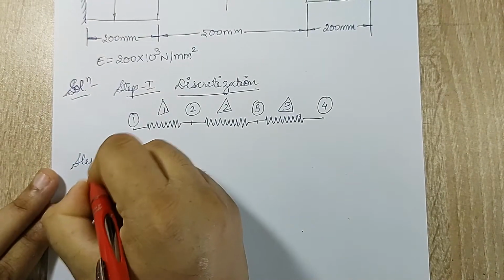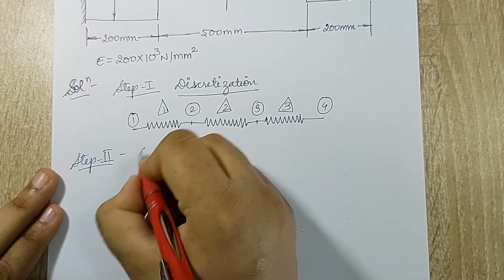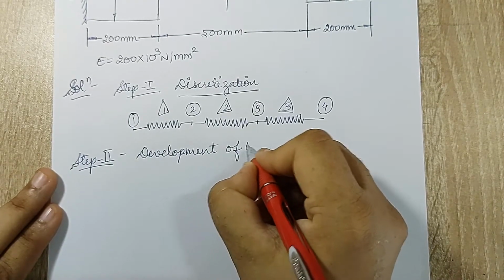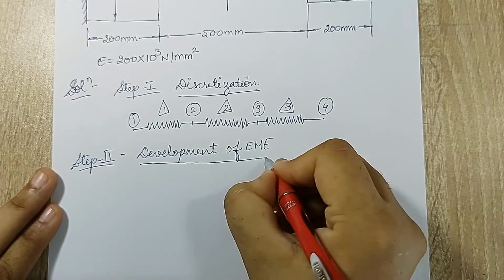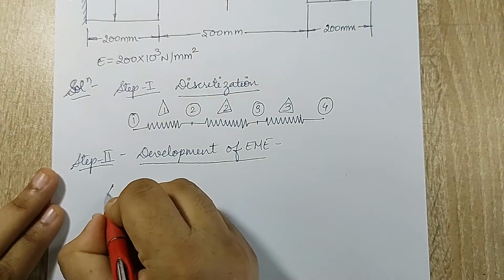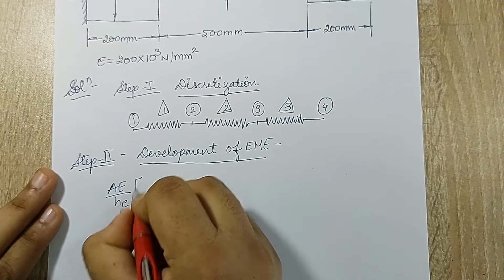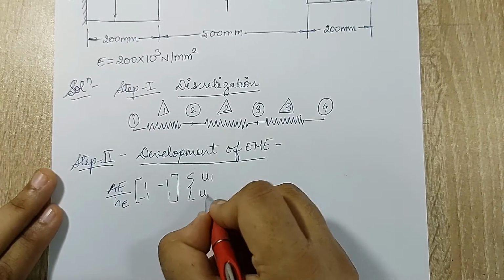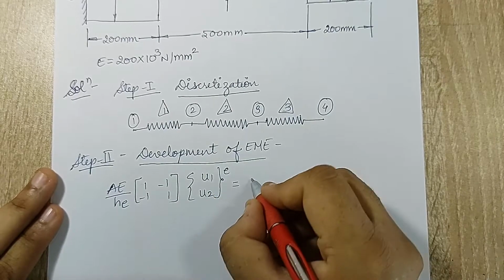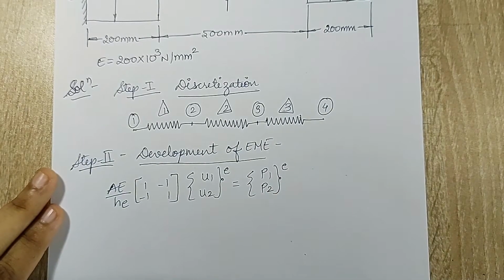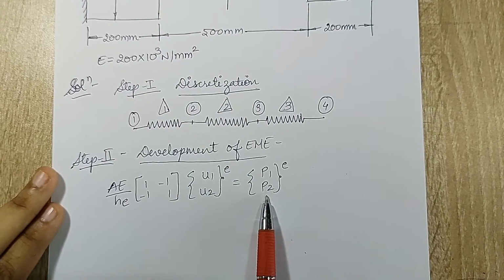Next we'll go for step 2, that is development of EME. EME stands for element matrix equation. For a step bar there is a separate EME, that is AE upon H^e times the matrix [1, -1; -1, 1]. You'll have U1 U2 raised to small e. The small e indicates element number. And on the right hand side I'll have P1 P2 raised to e. P1 P2 is showing the reaction forces or the load that you're applying on the body.